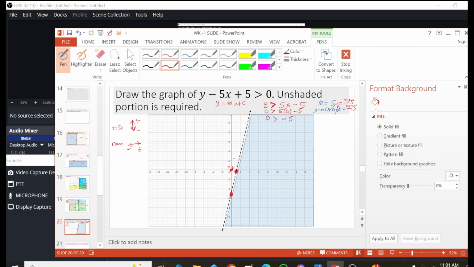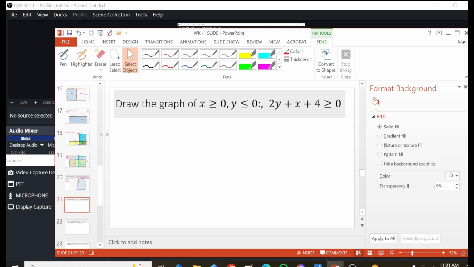So I'm going to write my equation on it. Y minus 5x plus 5 is greater than 0. So you write it on that line. You write it on the line. And this is not our solution. The required solution is this place. So put your arrow on that part, this unshaded part. So that's how to do it for the horizontal line.